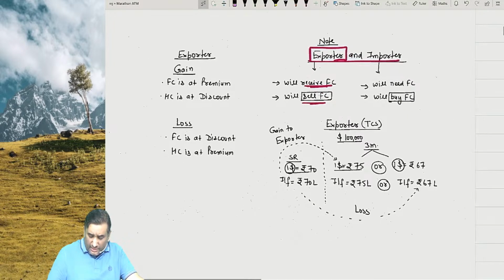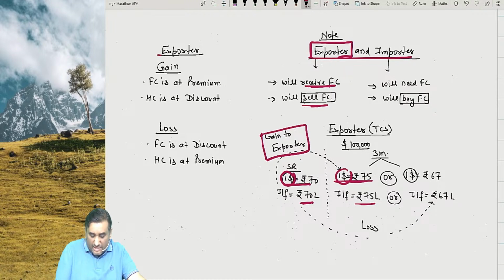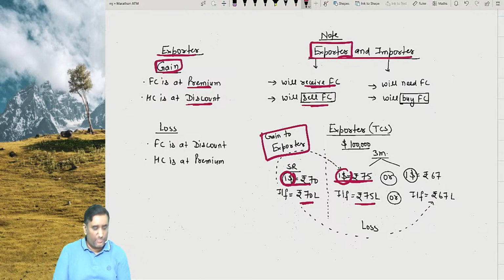So how do we create the note? The note is created like this: if $1 is 70, inflow will happen at 70. If $1 becomes 75, inflow will happen at 75. We call this situation a gain to the exporter, and in this case the dollar is at a premium. So we say exporter gain is foreign currency at a premium. Automatically, if foreign currency is at a premium, home currency would be at a discount. This is a gaining position for the exporter.